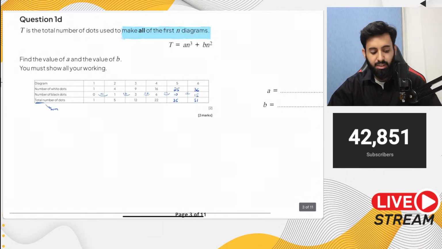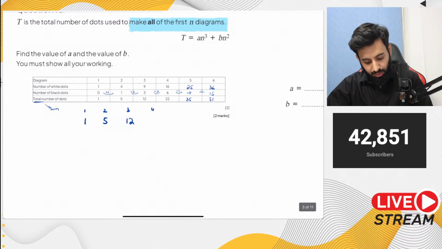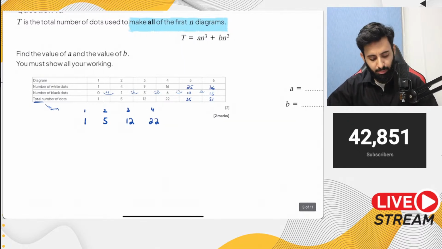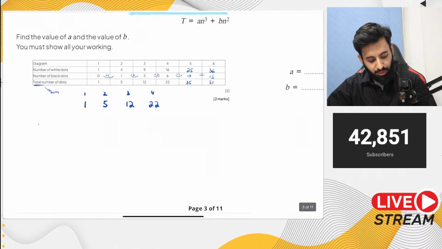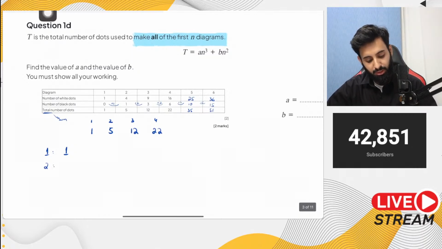It's not asking you to find the general term for the total number of dots, that you already have. If you look at the number of dots required to make the first diagram, it's 1. The second diagram, that's 5. The third diagram, that's 13. And for number 4, it's 22, and so on. This is enough information. The total number of dots to make the first diagram is 1. Now the total number of dots to make the first 2, including the first and the second, would be 1 plus 5, which is equal to 6.